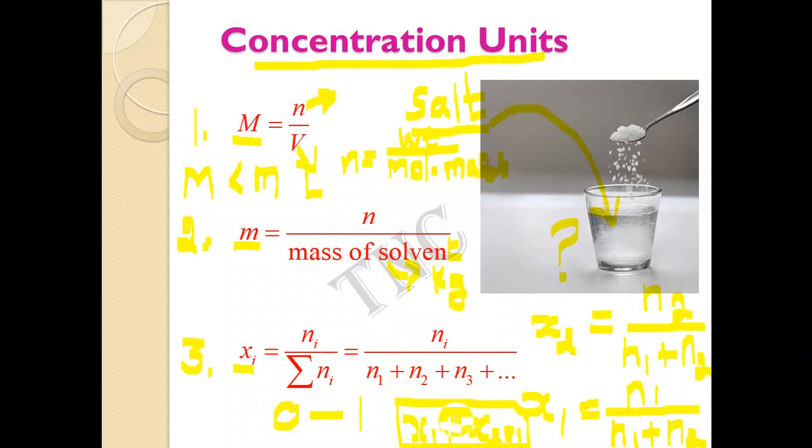So for a binary solution, if you know the mole fraction of solute, you can easily get the mole fraction of solvent by subtracting from 1, right? Okay, so if you know the mole fraction of solute, you can calculate the mole fraction of solvent.